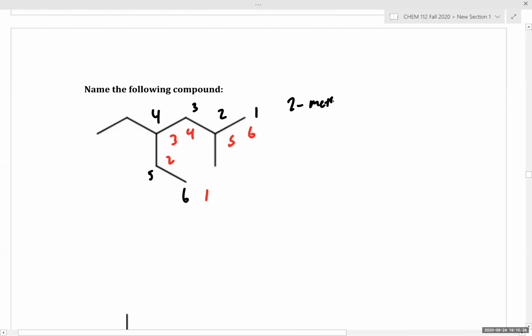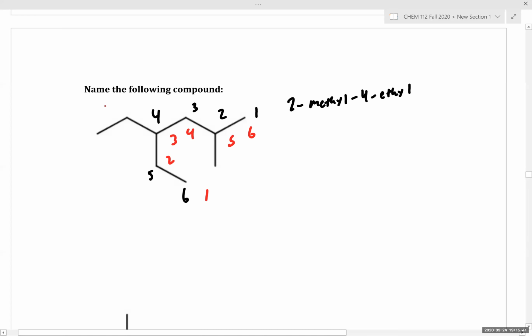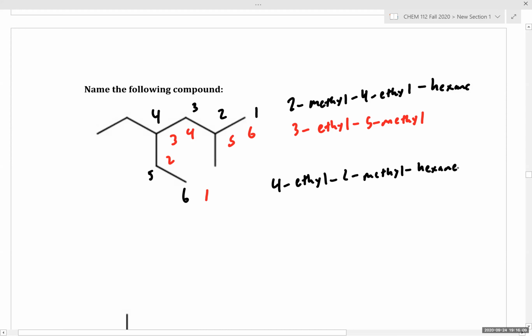So I have 2-methyl-4-ethyl compared to 3-ethyl-5-methyl. So I choose the numbering method in black, and my main chain has 6 carbons, so I call this 2-methyl-4-ethylhexane that I rewrite as 4-ethyl-2-methylhexane. Perfect.